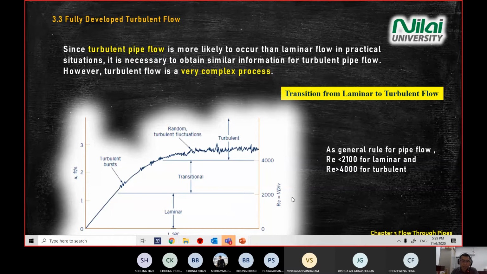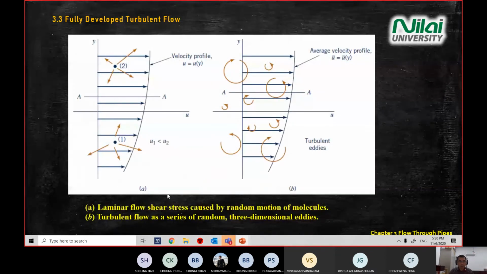And you look at the Reynolds number here. Anything below 2100 is the laminar region, and anything more than 4000 is turbulent. So what happens in the transition? It happens very, very fast, so it's very hard to conduct an experiment to observe laminar to turbulent. This is about laminar flow and turbulent flow.